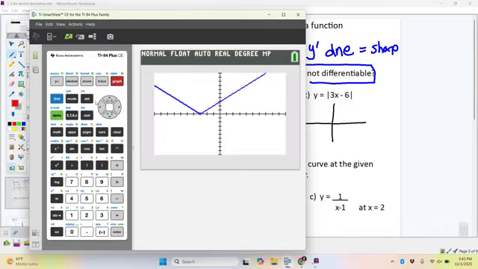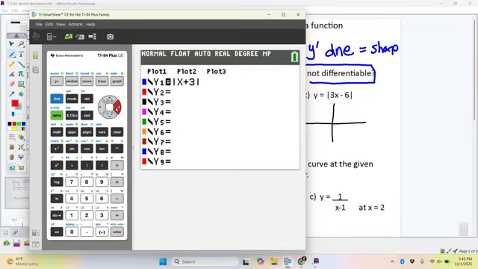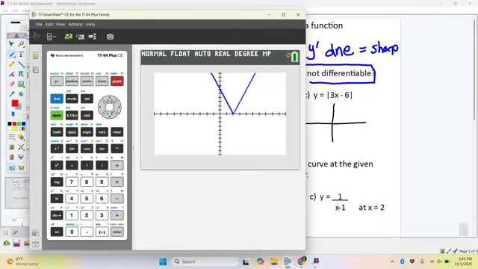There it is. All right, last one. We got 3x minus 6. All right, that went to the right too. Has that dilation on it. So this function is not differentiable where x is 2.